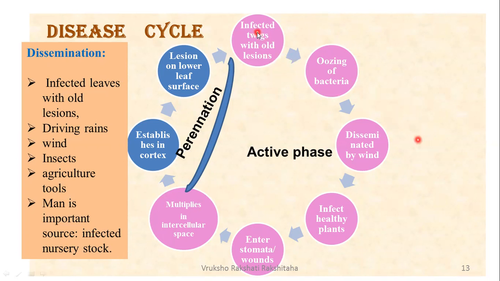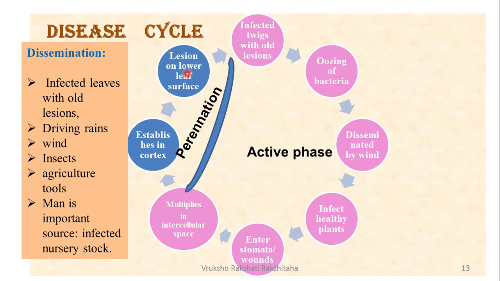Here you can see infected twigs with old lesions. They are the primary source of the inoculum where the oozing of the bacteria takes place. This bacteria are then disseminated by the wind. Then they infect the healthy plants. They enter the healthy plants through the stomata or the wounds. Then it multiplies in the intercellular spaces of the plant. It establishes itself in the cortex and it may spread to the other part of the plant, especially the leaves.